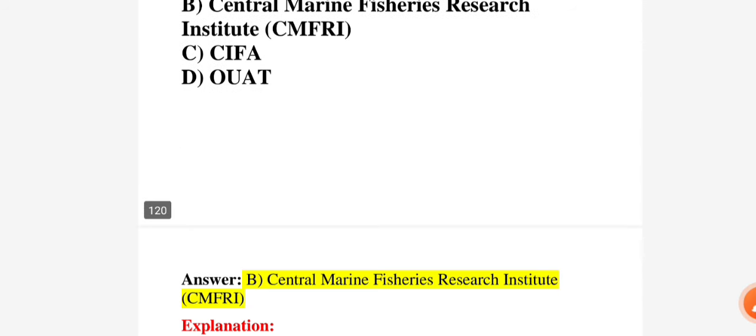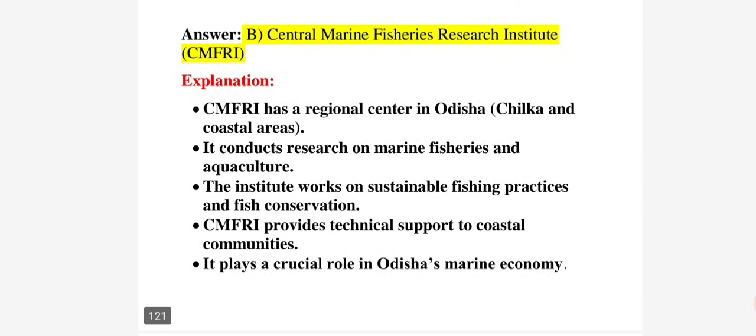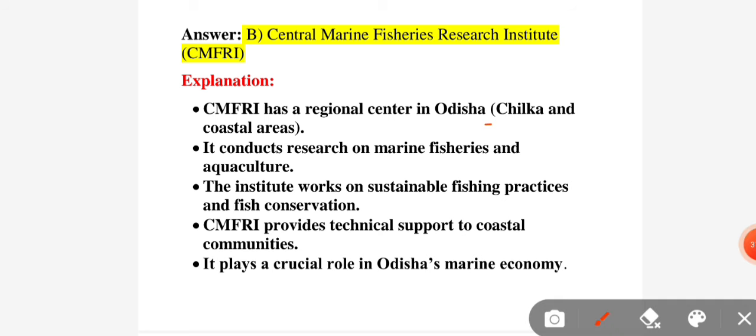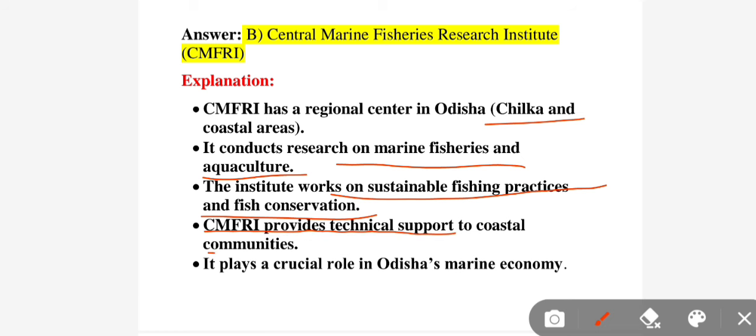If I talk about CMFRI, CMFRI has a regional center in Odisha, that is Chilika. It conducts research on marine fisheries and aquaculture. This institute works on sustainable fishing practices and fish conservation. CMFRI provides technical support to coastal communities. It plays a crucial role in Odisha's marine economy.